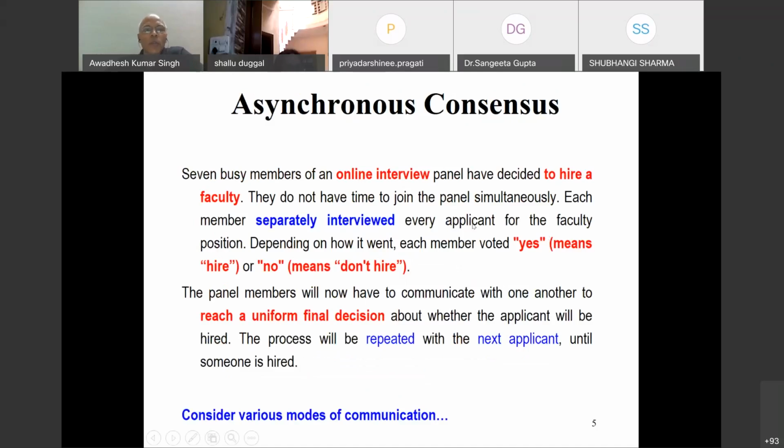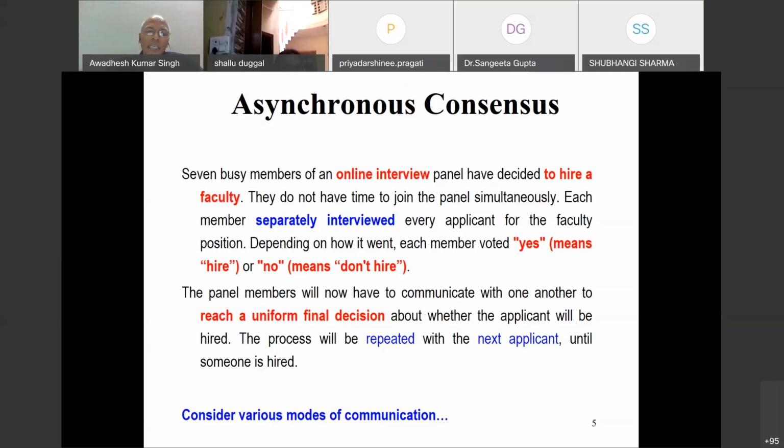Maybe another example I can quote just to make you comfortable about what consensus is. Say we are conducting an online interview. There are certain experts, and they cannot join simultaneously. If experts do not sit simultaneously, for example because they are busy, then separately each expert can interview the candidate and decide whether the candidate is to be hired or not. This similar process has to be repeated for every candidate.